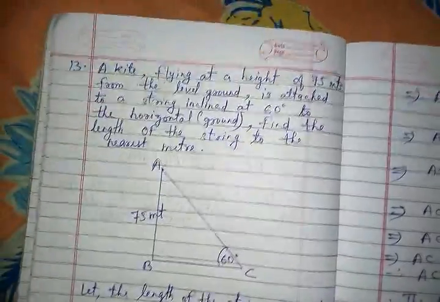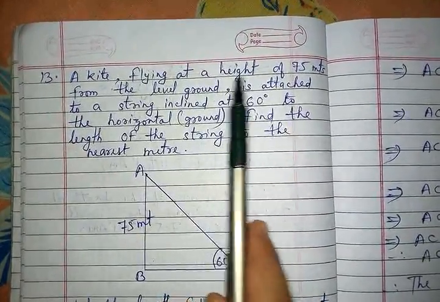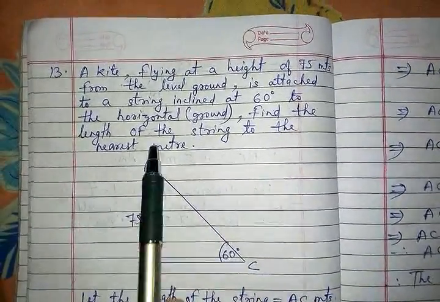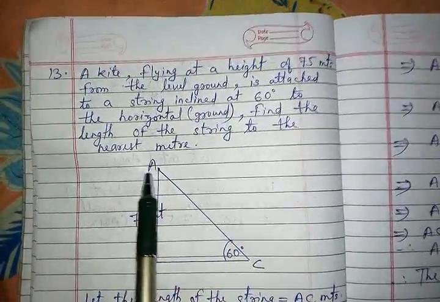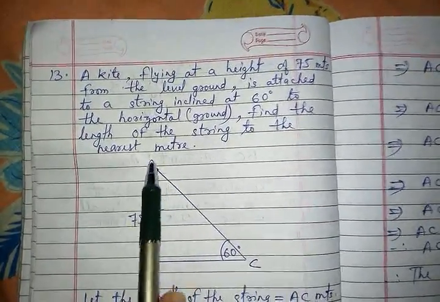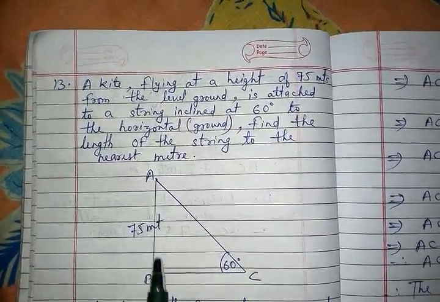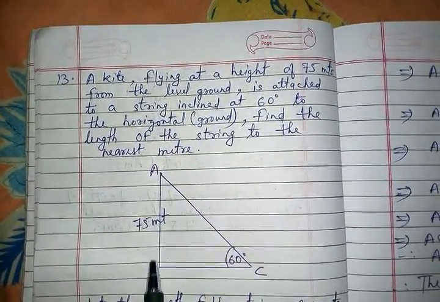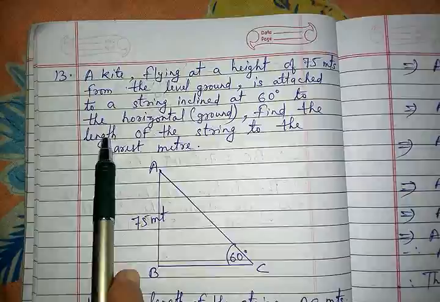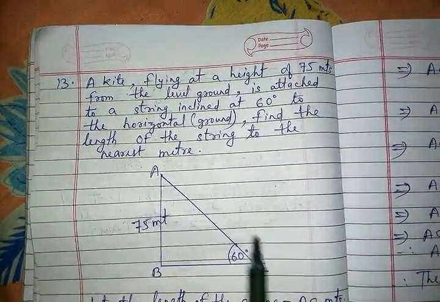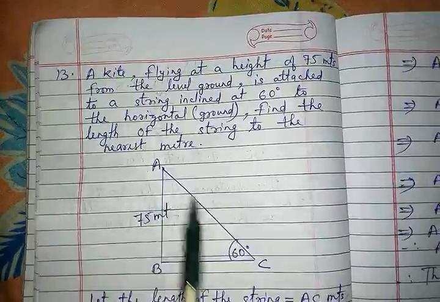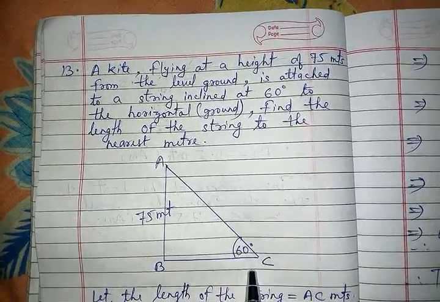One more question let me discuss, children. A kite flying at a height of 75 meter. Think this is the height, this is the place where the kite is flying. At the top of the sky, here at this point, the kite is flying. From the ground level its height is 75 meter. It's attached to a string. This is a string, and it's inclined at 60 degree to the horizontal ground. So to the ground it is inclined at 60 degree.